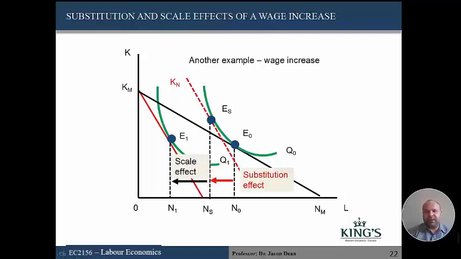And of course, they're both going to move in the same direction. Labor is more expensive, so firms are going to substitute away from it. That's going to reduce the amount of labor hired, and since overall costs are increasing, the firm is going to want to produce less, and so the scale effect is also moving in that direction.